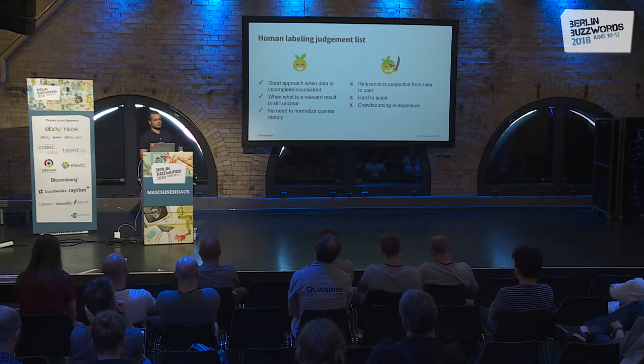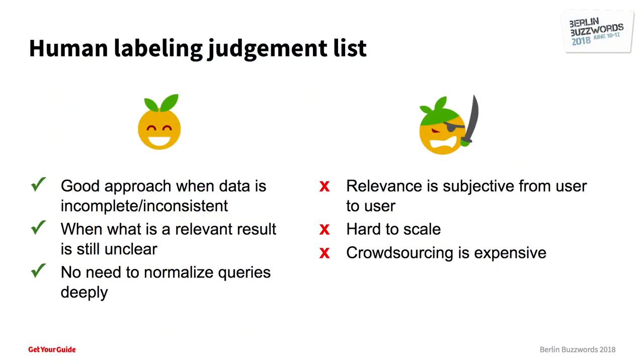What is good and bad when you apply a human labeling judgment list? Well, when your data is incomplete or inconsistent, it's not necessarily the case, but this might be a good approach: asking experts to label your data. What is relevant is too unclear. What I mean here is, let's say that you have an e-commerce site, and you want to measure from data if a document is relevant for a specific query. You can consider clicks, but as you know, it's ambiguous. Not necessarily a good way to measure.